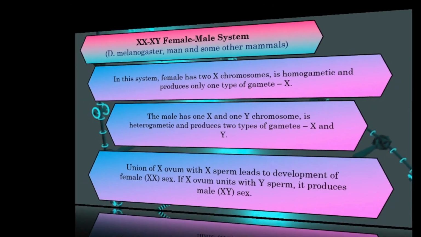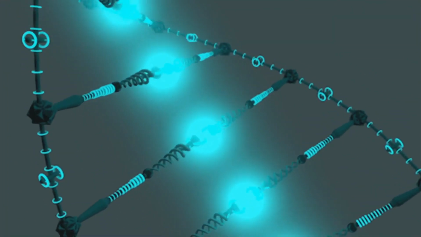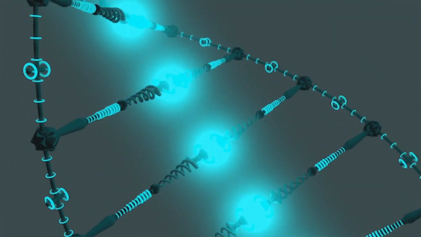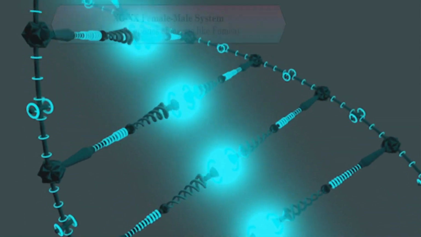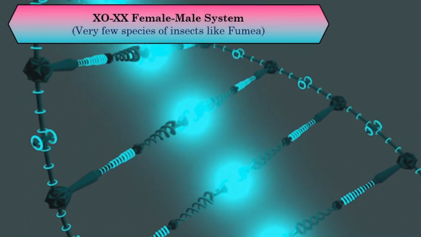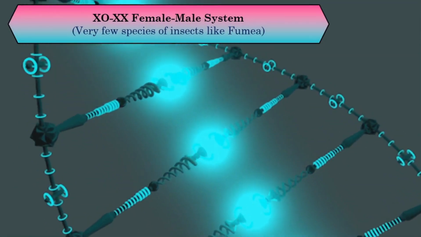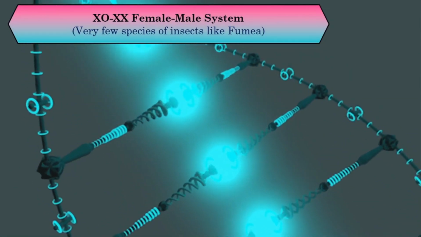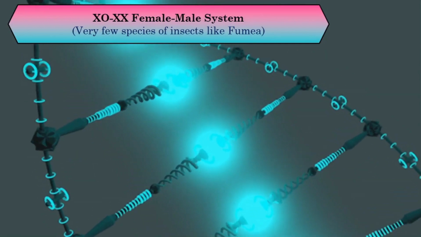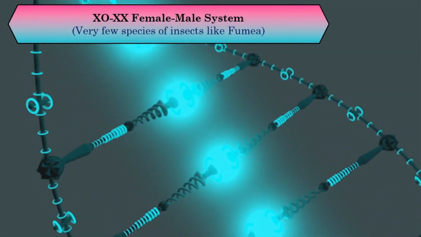Okay, now let's proceed to the third system in determining the sex under the allosomal sex determination, which is the XO-XX female-male system, which is found in very few species of insects like Pomea. So Pomea are species of moth.